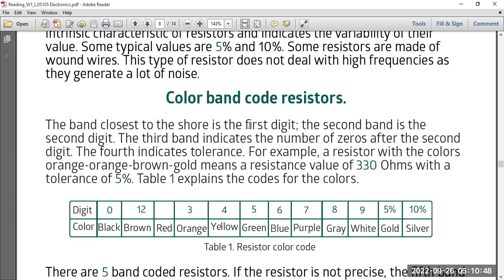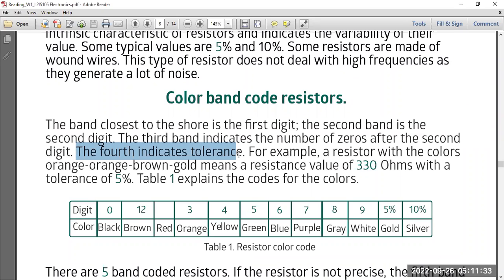So for example, if the first digit is 5, the second digit is 3, and the third digit is 4, this will become 53 multiplied by 10 raised to the power 4. So the third band indicates the number of zeros after the second digit. Then we have the fourth line, which indicates the tolerance. Mostly the resistors are of 4 bands, but sometimes there are 5 band resistors as well. Currently I'm talking about the 4 band resistors.